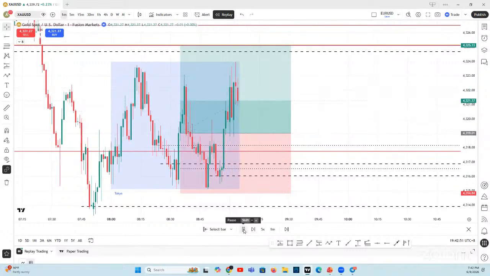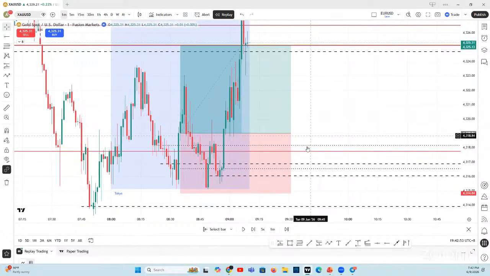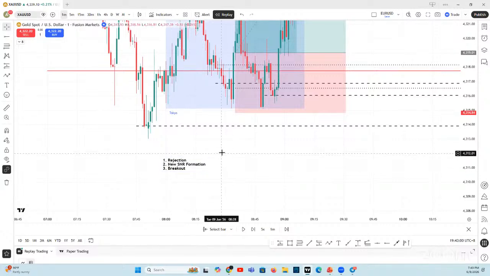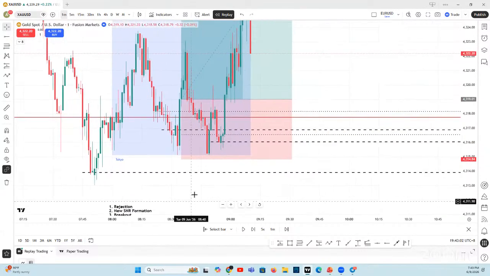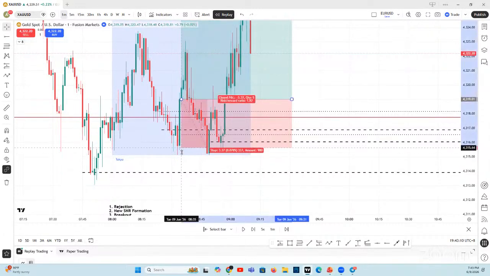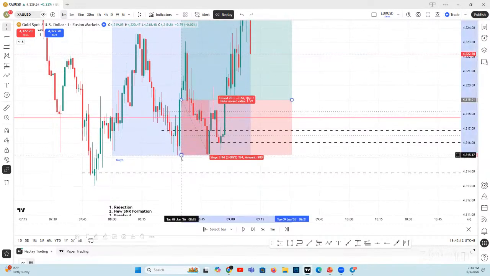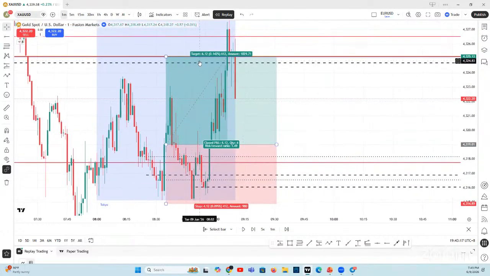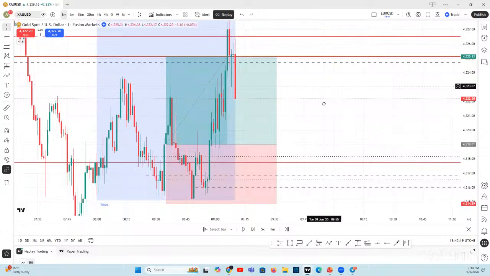And the rest was history, guys. Because of these three confirmations: rejection, new SNR, and the breakout. That's it, guys. Always from the breakout, okay? And of course, if you see some pullback here, that's the lowest, so you put your stop loss there. This is now 40 pips. So just target this.